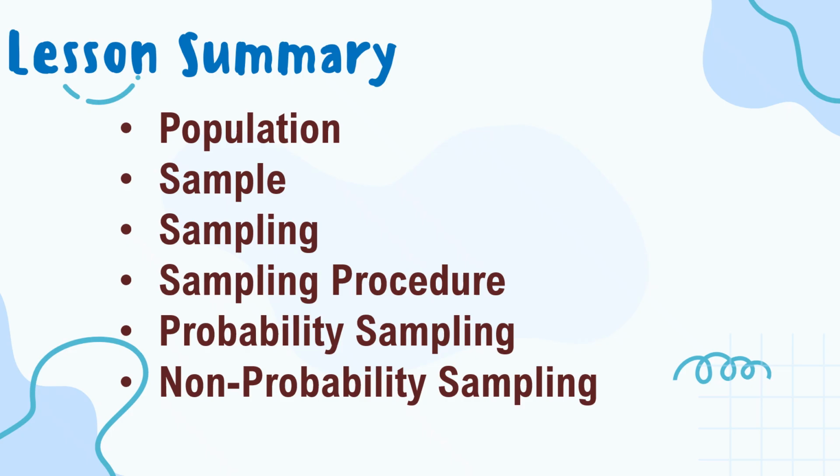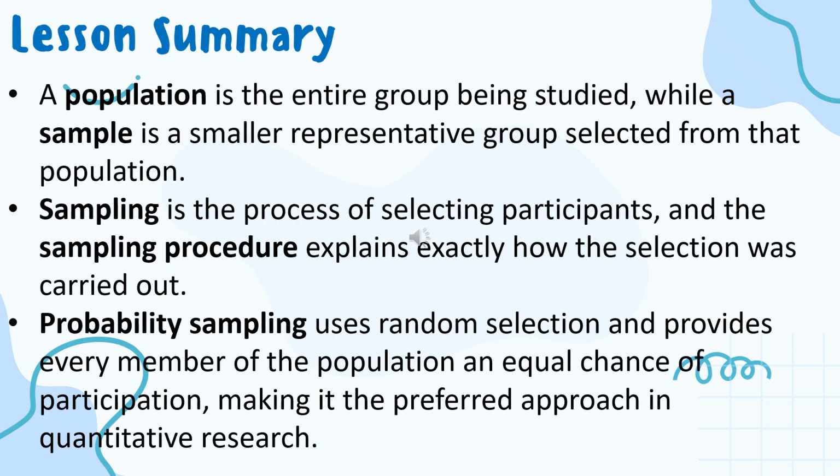Okay, probability sampling. This uses random selection and gives members a known or equal chance of selection. Non-probability sampling does not rely on random selection and does not give every member an equal chance. Okay, so if you understand these 6 concepts, you already understand the foundation of your research chapter 3. Okay, so take note of these important terminologies para kapag mayroon tayong quiz ay madali ninyong masasagot.